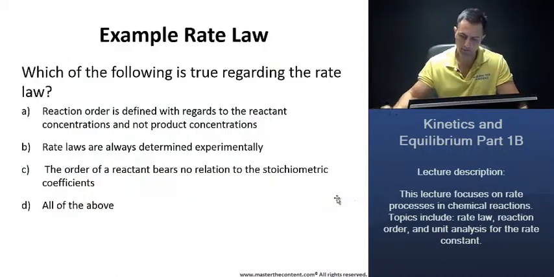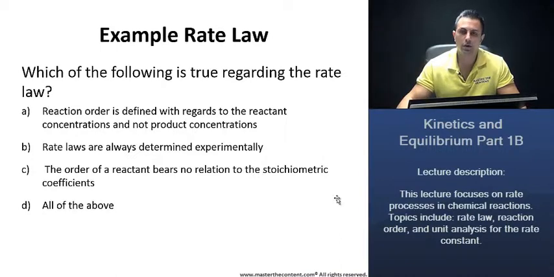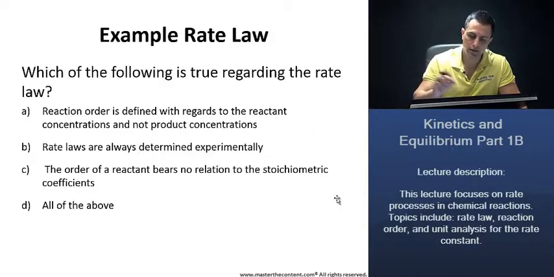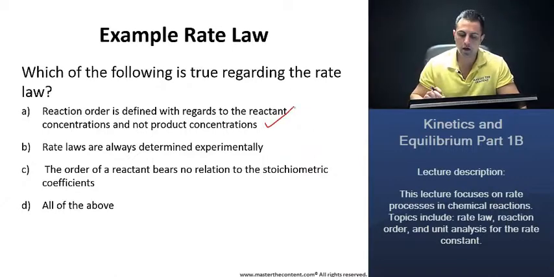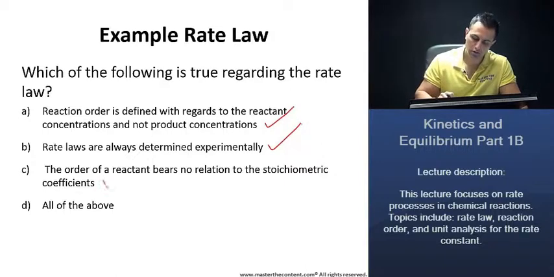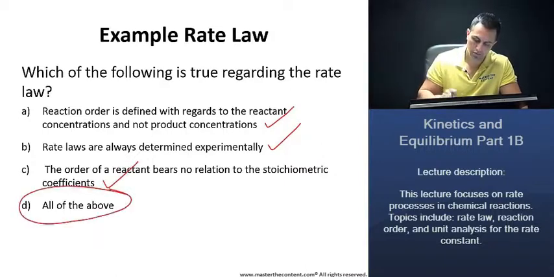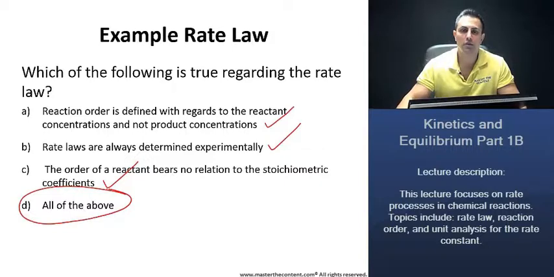Okay, let's take a look here. Example, rate law. Which of the following is true regarding the rate law? Reaction order is defined with regards to the reactant concentrations and not product concentrations. Yes, that's true. We just saw that. Rate laws are always determined experimentally. Yes, that's also true. It's important to remember. The order of a reactant bears no relation to the stoichiometric coefficients. Yes, we just mentioned that as well. So here our answer would be D, since all of the above are correct.